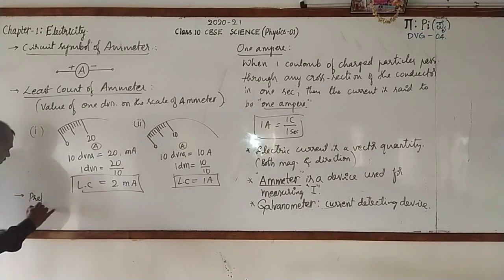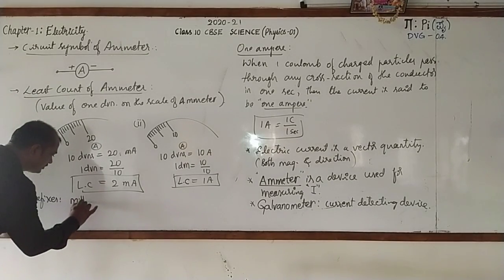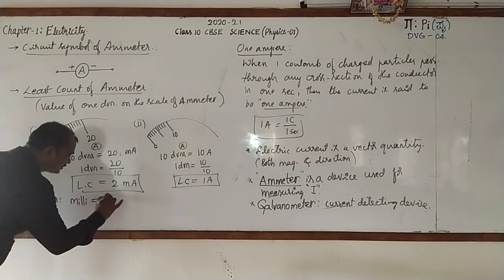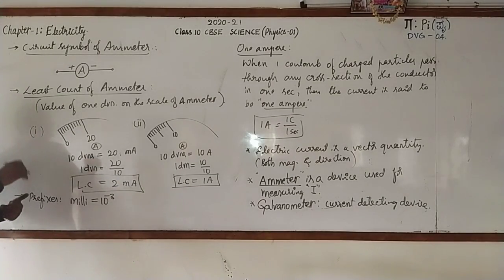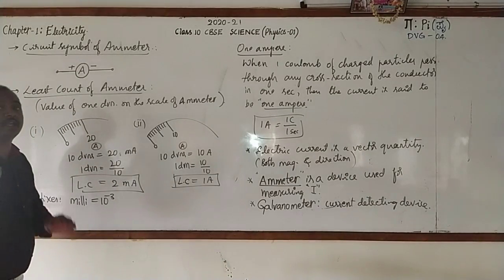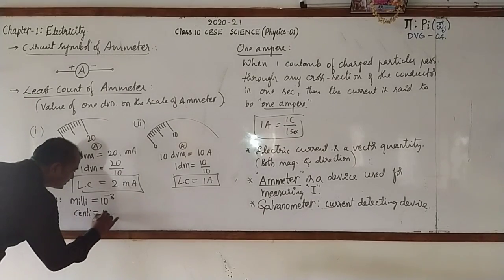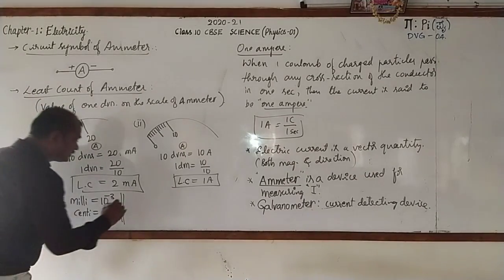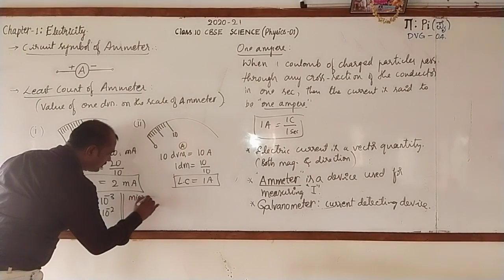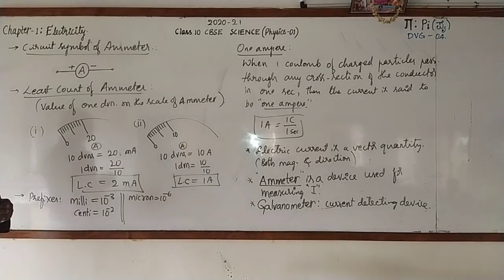Here we have used some prefixes, right? The prefixes that we have used: one is milli. Milli means how much? Milli is 10 raised to the power minus 3. You have heard about centimeter. Likewise, centi means 10 raised to the power minus 2. There is one more, micro. Micro is 10 raised to the power minus 6.